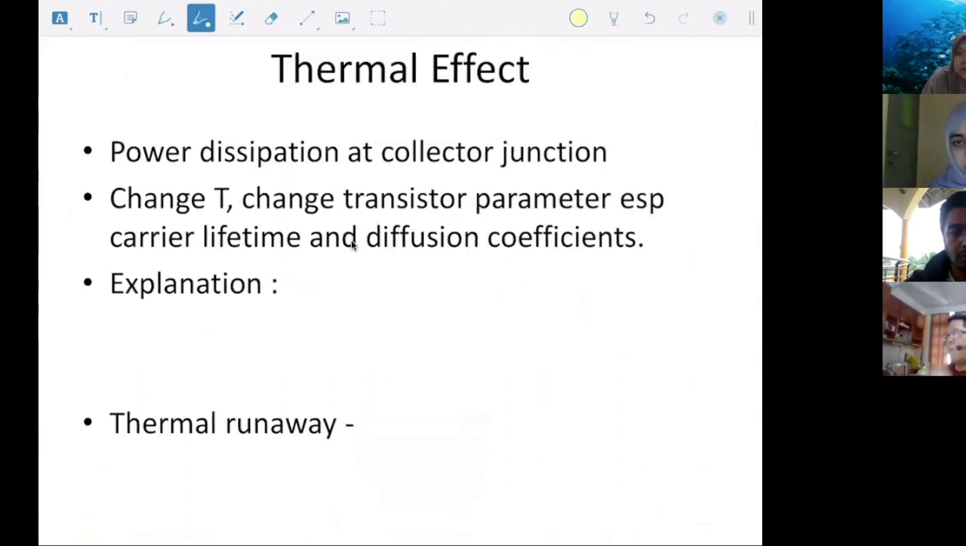Now, thermal effects. What are thermal effects? Anybody want to guess? Because the temperature increases, the BJT will get destroyed. Cannot hear you. I cannot hear you.